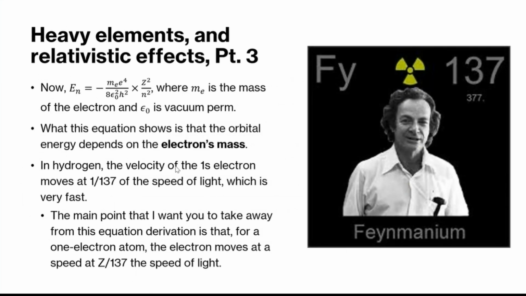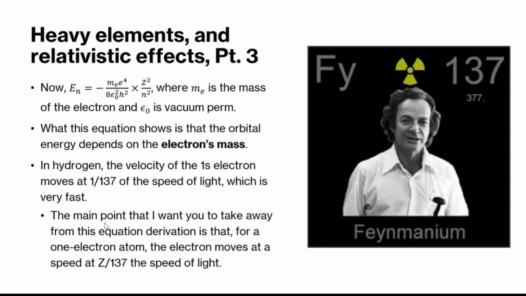Now, in hydrogen, the 1s electron moves at 1 over 137 of the speed of light, which is, of course, very fast. Now, the main point I want you to take away from this equation derivation is that for a 1 electron atom, that electron moves at a speed of c over 137, the speed of light. So, some people have inferred that if we reach that point where we have a 1 electron atom, and there are 137 protons in the nucleus, then it's simply impossible.